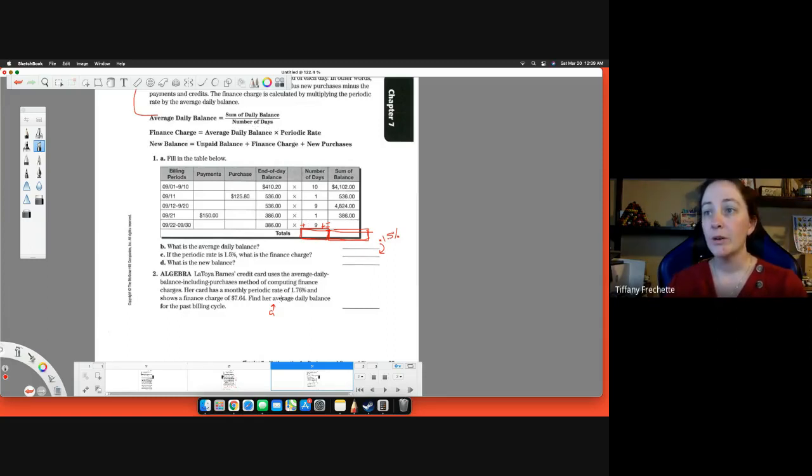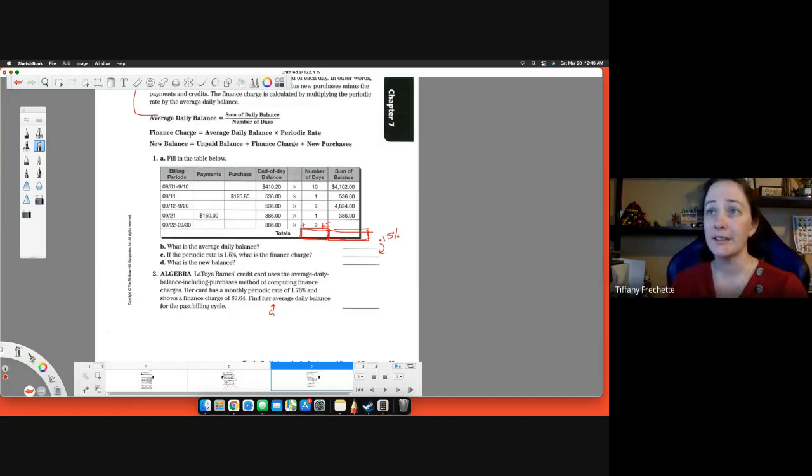Well, we don't necessarily know the number of days. It says past billing cycle, but it could be 30 days, 31 days, 28 days if it's February, 29 if it's a leap year. They didn't tell us that. So we don't know how many days it was. We also don't have the sum of daily balances. They didn't tell us that. So we're not going to use that one for sure.